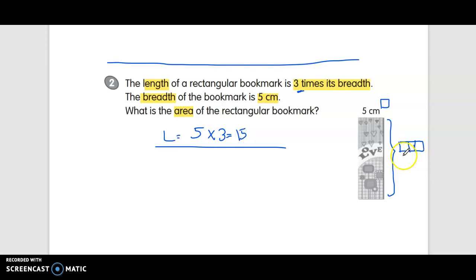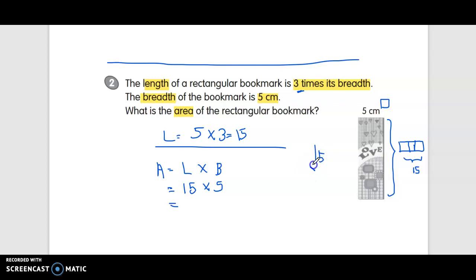Now we know that this is 15 cm. What is the formula of area? Again, area equals length times breadth. So what is the length, children? The length is 15, right? Times, what is the breadth? 5. So let's write your answer.